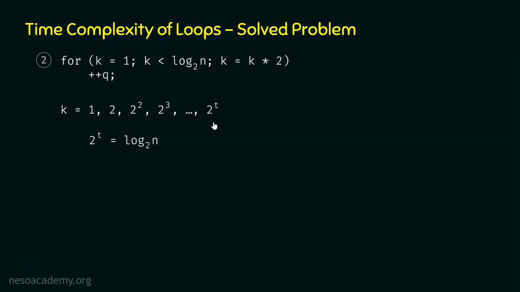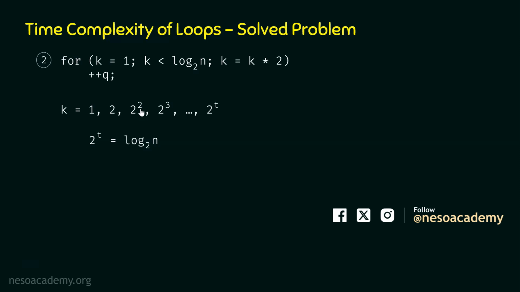Because in this pattern we can observe t, it helps us in determining the number of iterations of this for loop. Here we can observe the first value of k is 2 power 0. 2 power 0 is 1. So, in the first iteration, the power of 2 is 0. In the second iteration, the power of 2 is 1. In the third iteration, the power of 2 is 2.